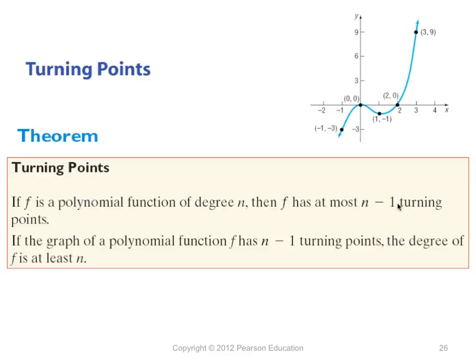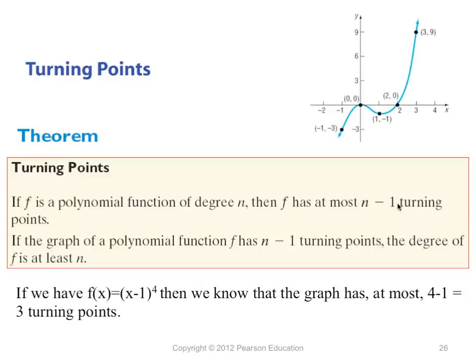Now, there's also a theorem for turning points. This one's a pretty easy one, but basically what we say is that if the polynomial has degree n, then it has at most n minus 1 turning points. And conversely, if the graph has n minus 1 turning points, then the degree has to be at least n. So if we have something like f of x equals x minus 1 to the 4th, then we know that the graph has at most 4 minus 1, or 3, turning points. So what you do is you just take the degree and subtract 1, and that gives you the maximum number of turning points. If you're looking at a graph, you do it in the opposite direction.